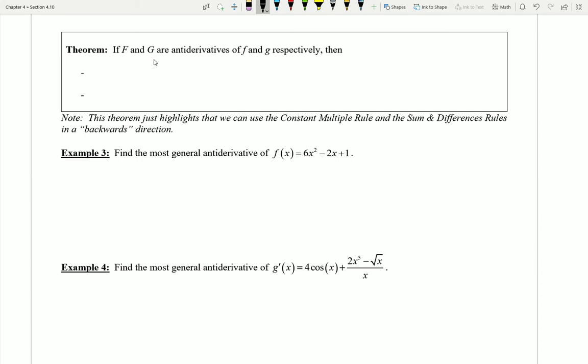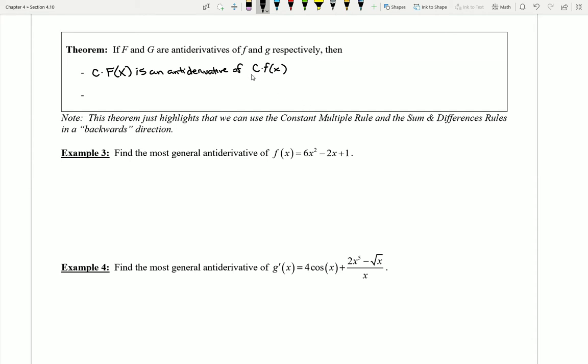If capital F and capital G are antiderivatives of little f and little g, respectively, then we could definitely state the following. C times capital F is an antiderivative of little c times f of x. Notice if this is my answer, this would kind of be the question. Notice the derivative of this would produce this. This is just our constant multiple rule, kind of acting in reverse.